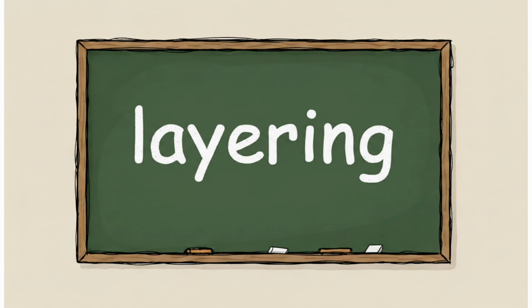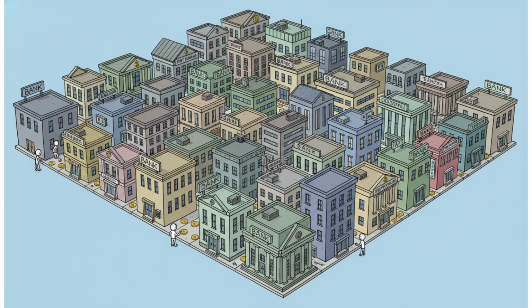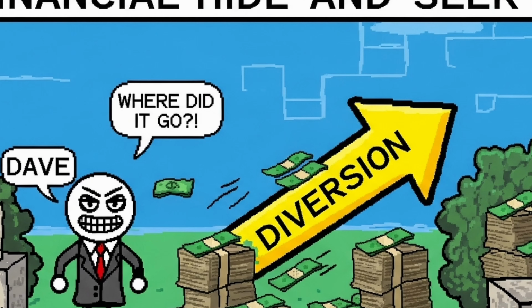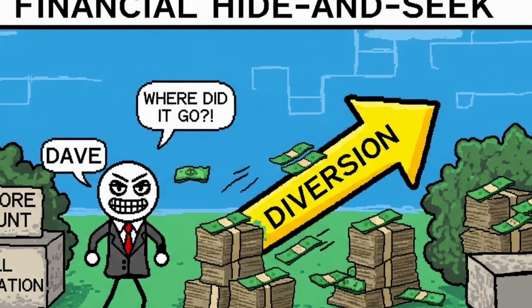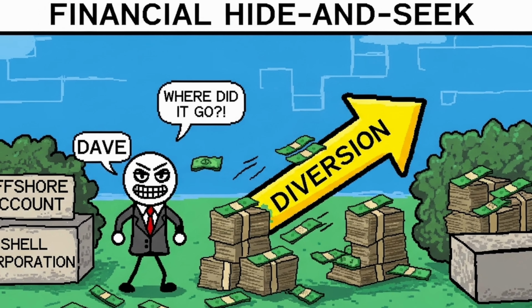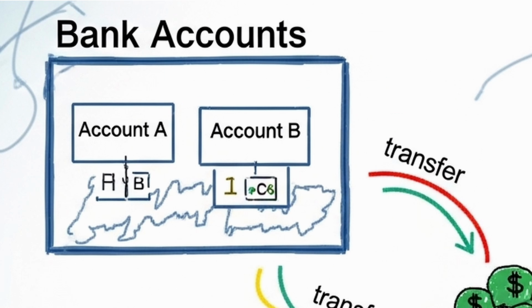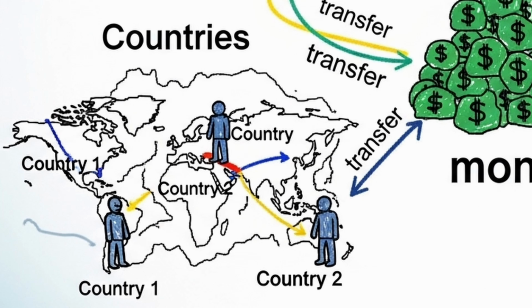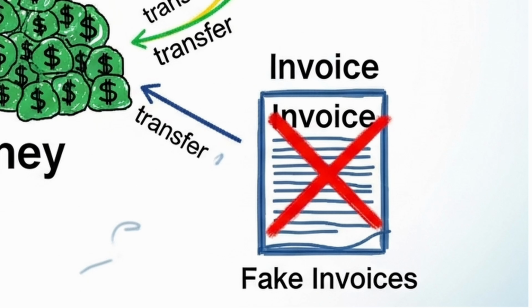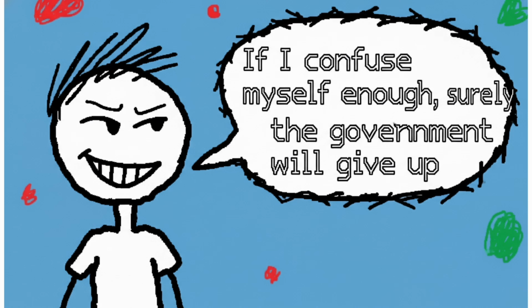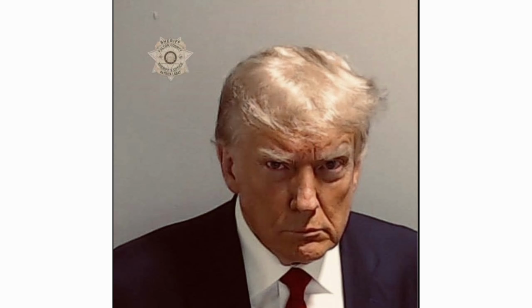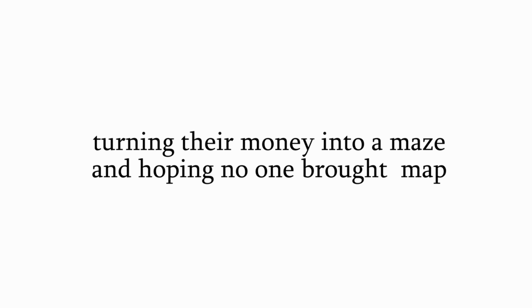Stage 2. Layering. Make it confusing. Now Dave moves the money around like he's playing financial hide and seek. The goal here is to make the trail so messy that investigators get a headache. Money gets transferred between different bank accounts, different companies, different countries, different fake invoices. It's like Dave is saying, if I confuse myself enough, surely the government will give up. They will not. This stage is basically criminals turning their money into a maze and hoping no one brought a map.